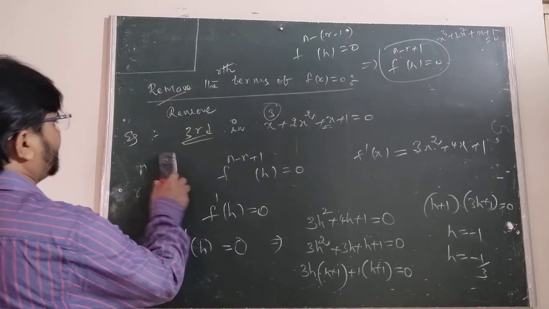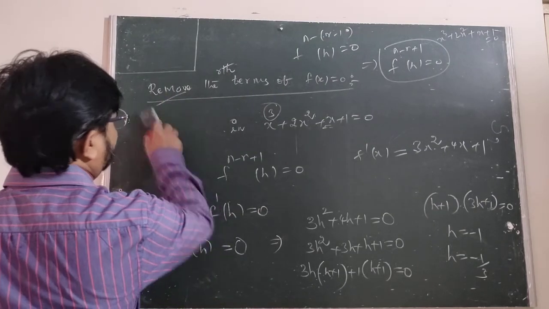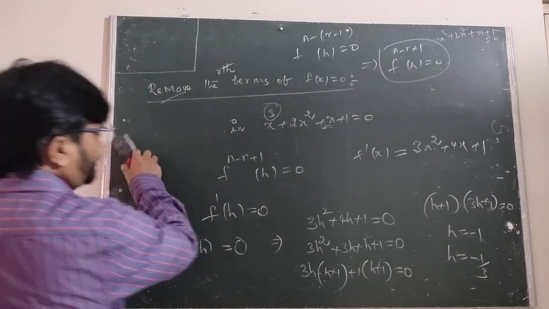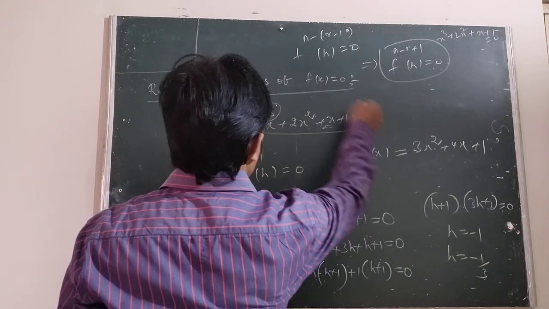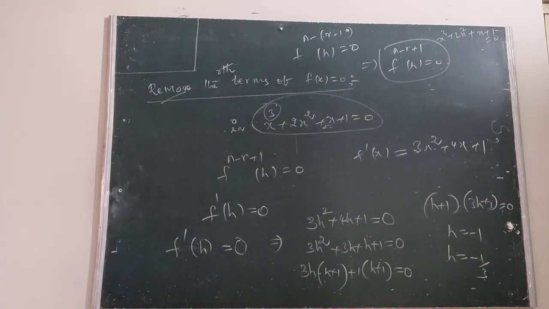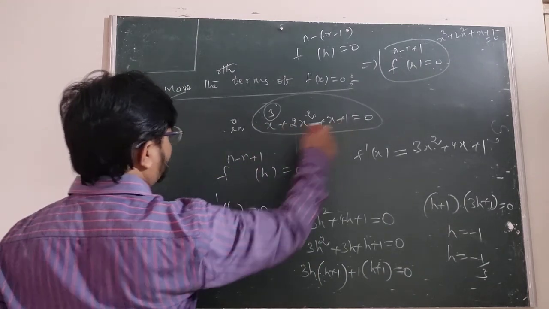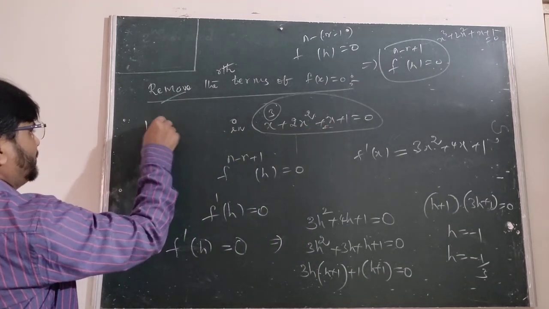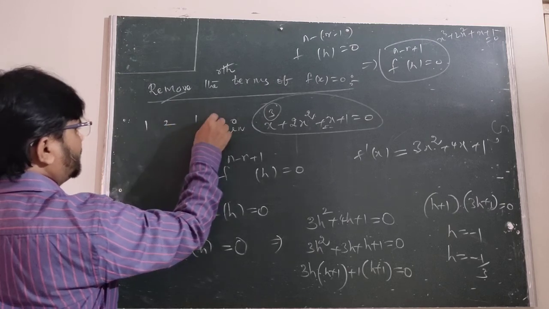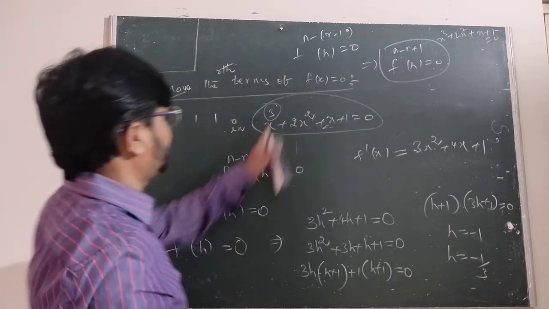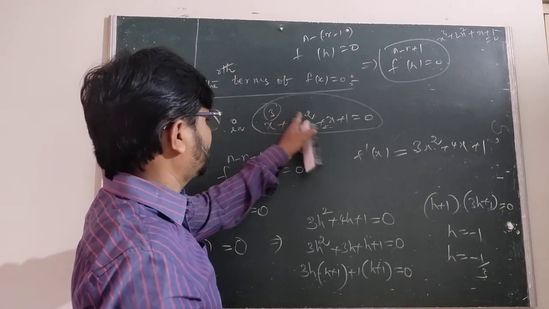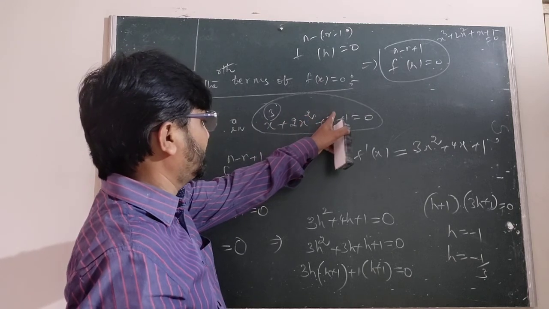The transformed equation can be written as follows. The equation is x cube plus 2x square plus x plus 1. The coefficients are 1, 2, 1, 1. First the x cube term, the next the x square term, next the x term and the constant.